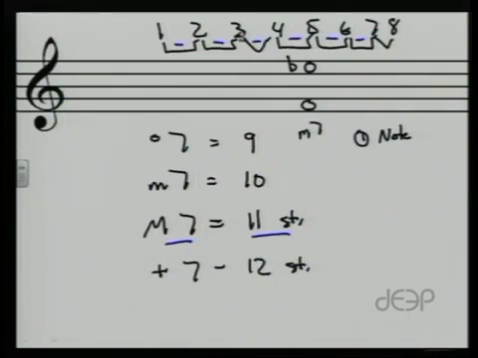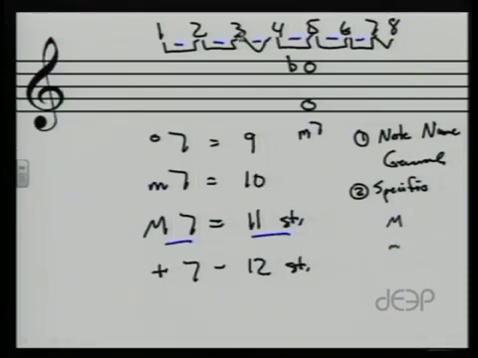Okay? And we can do that for all of them. But first, we're going to identify the note name or the general. Then we're going to determine the specific name, and that's going to be major, minor, diminished, augmented, or perfect of each and every interval. Okay?